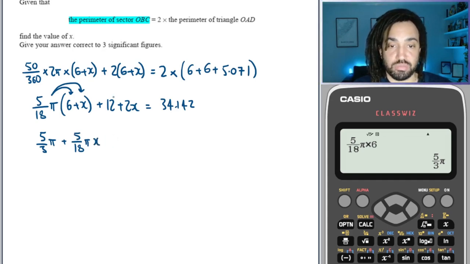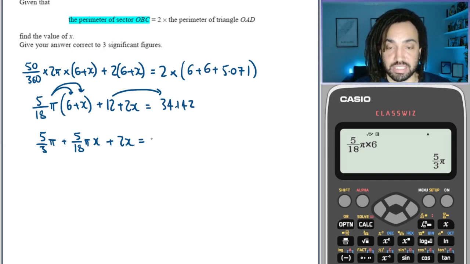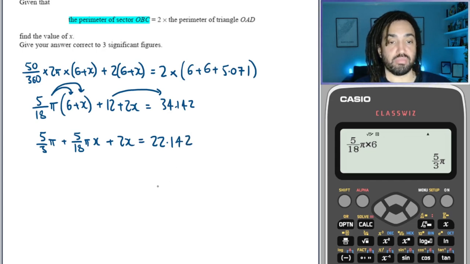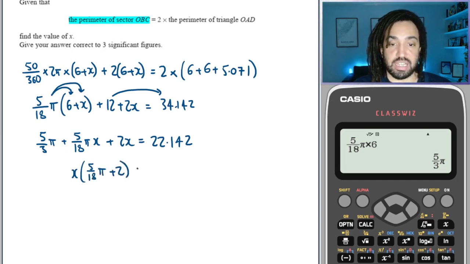This 12 we can subtract over to that side. So just write plus 2x, and then take 12 away from that. That's nice and easy. That's just 22.142. Okay, now these two terms here have an x in. So I'm just going to take out a factor of x there, like so.